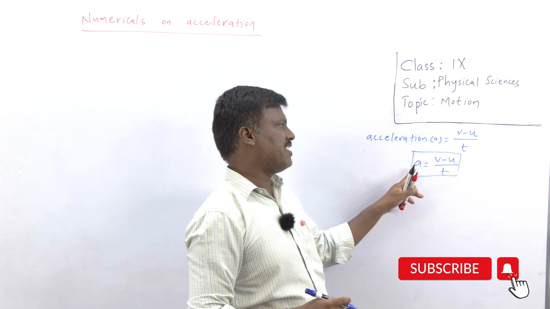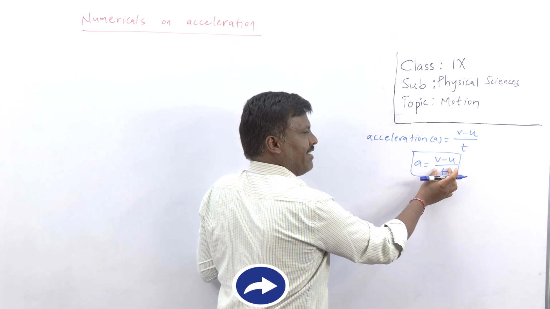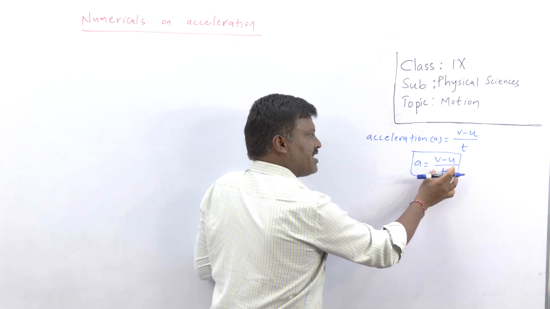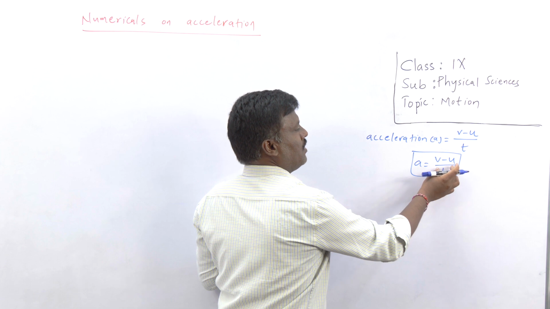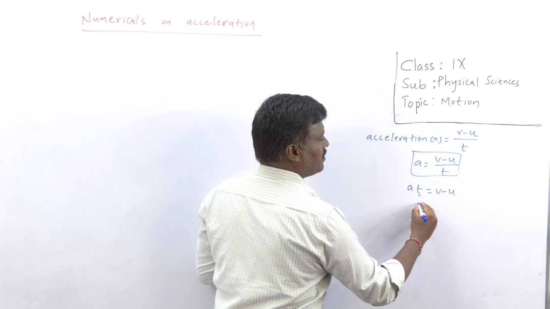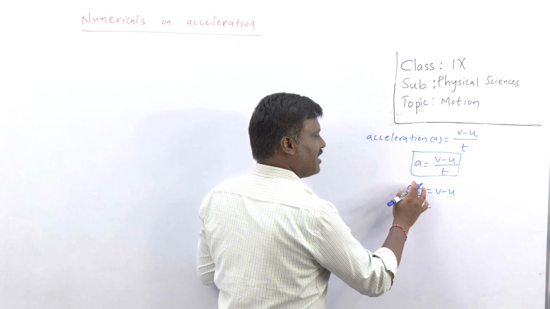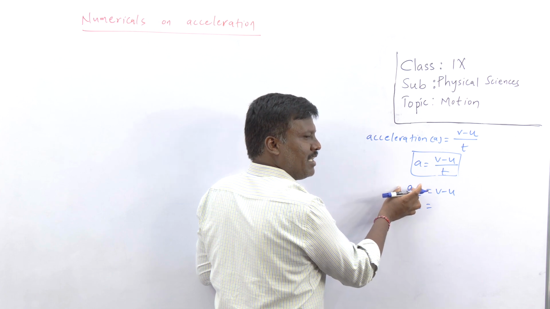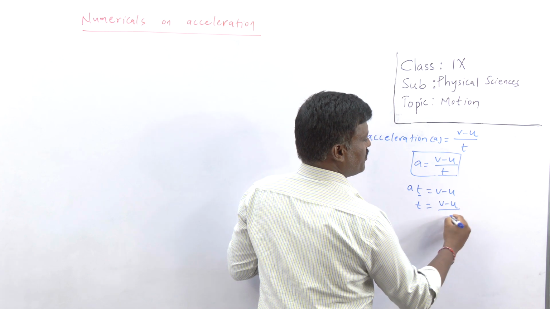But sometimes acceleration will be given in the problem and they will ask you to calculate the time. Then what happens? Bring the time from RHS to LHS. Here time is dividing (v - u). The quantity which is dividing, if you bring it from RHS to LHS, multiplies. So a into t is equal to v minus u. But we want to find t, so I transpose a from LHS to RHS. Here a multiplies t. The quantity which is multiplied, if you transpose it from LHS to RHS, divides. So t is equal to (v - u)/a.